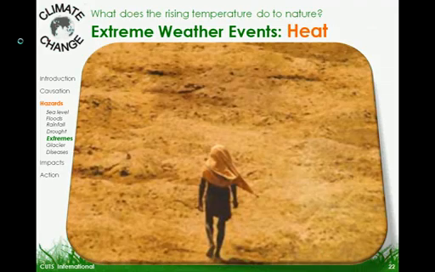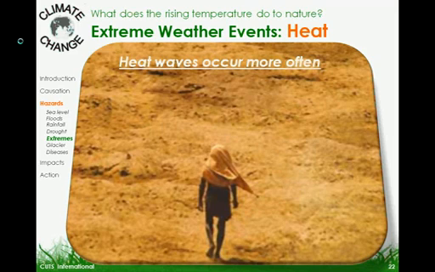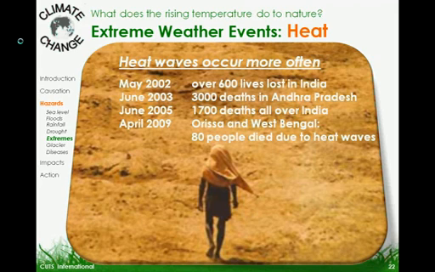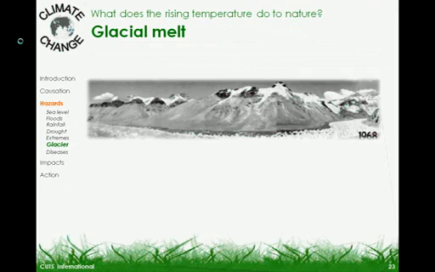The other extreme weather event we talk about is heat wave. A heat wave is a period of abnormally hot and humid weather. Heat waves will occur more often, be more intense, and will result in a higher number of deaths. This can be seen from the tall figures in 2002, 3 and 5. More recently, 80 people died in the heat waves in Orissa and West Bengal.